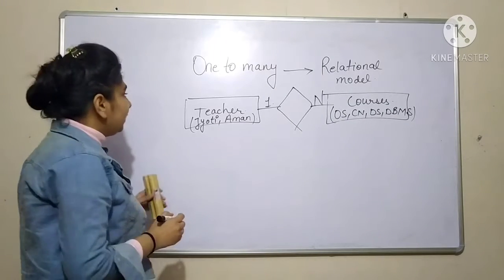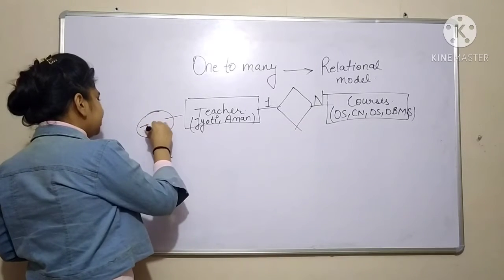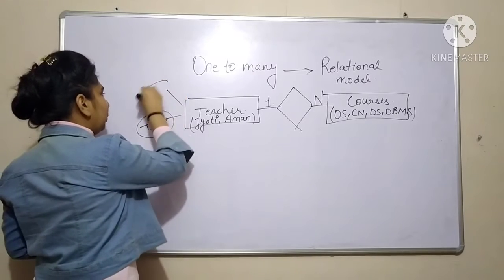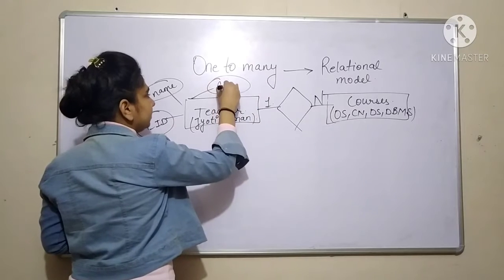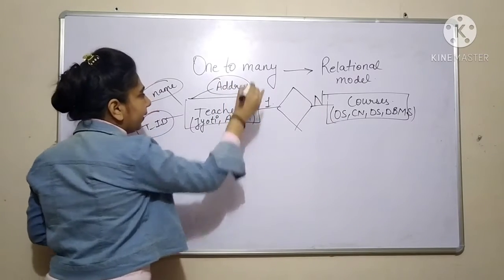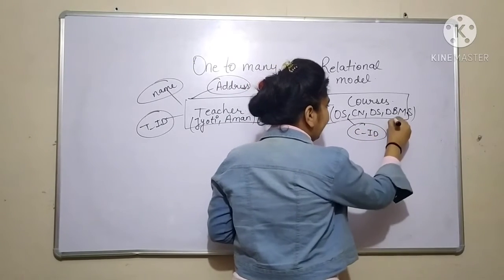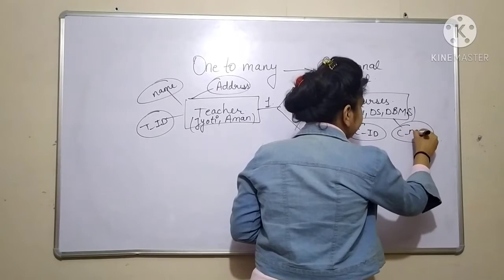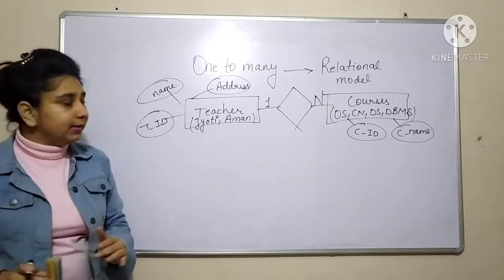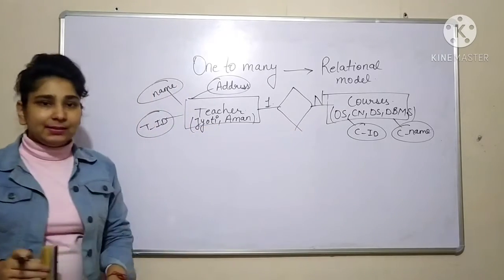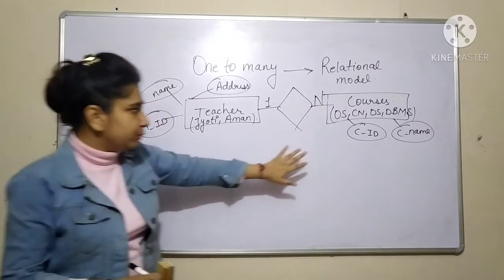Let's assume that we have attributes like teacher ID, teacher name, teacher address, and we have course ID and course name. So this is an entity relationship model. We have two entities and these attributes.